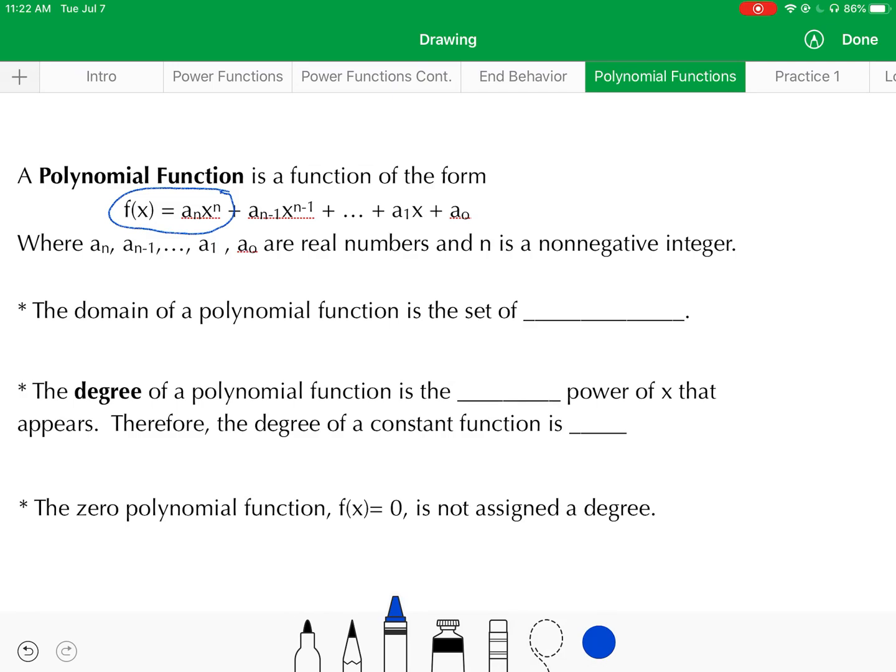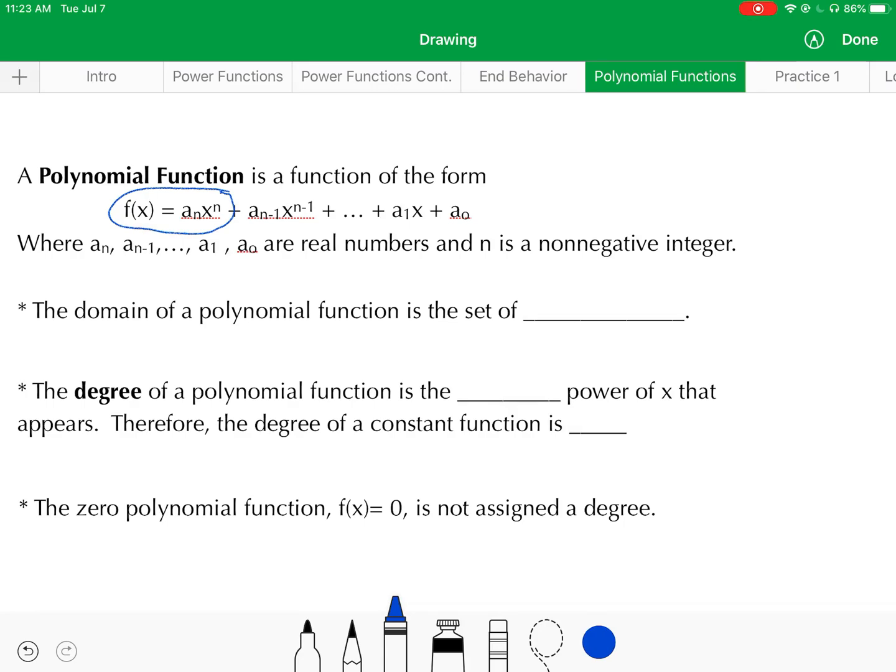So notice, based on the notation we're using here, we have a sub n minus 1, all the way down to a sub 1 and a sub 0. Those are just notations to represent the real number coefficients of each term in the function. And then n is your power on the first term there. Then we have n minus 1, next would be n minus 2, all the way down to an n value of 1 and an n value of 0. Those just represent non-negative integers.